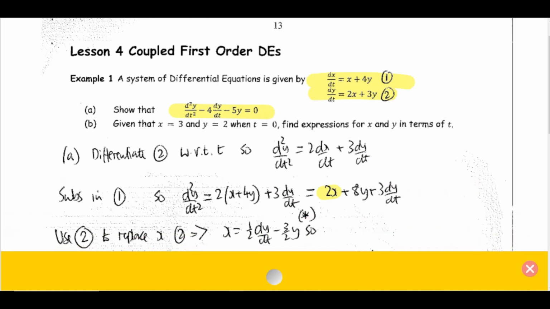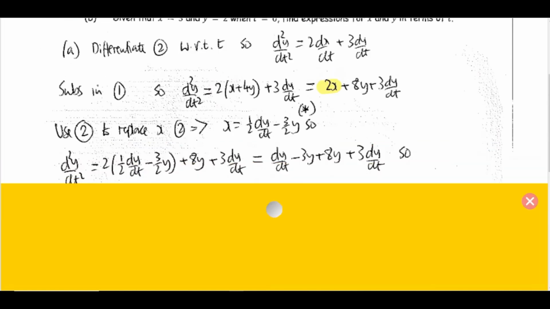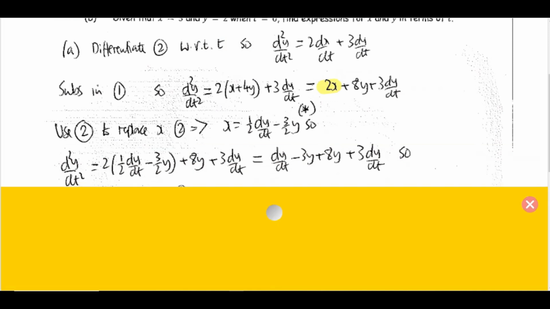So if you rearrange equation 2 to get rid of x, now you don't actually need to make x the subject of equation 2. You could just make 2x the subject, but usually you're going to want to make x the subject. So equation 2 rearranges to give x is, take away 3y, divide by 2, x is a half dy by dt minus 3 over 2 y. So I'm now going to substitute that into the line above. If you do that, you will get d2y by dt squared is twice x, which is a half dy by dt minus 3 over 2 y in a bracket, plus 8y plus 3 dy by dt.